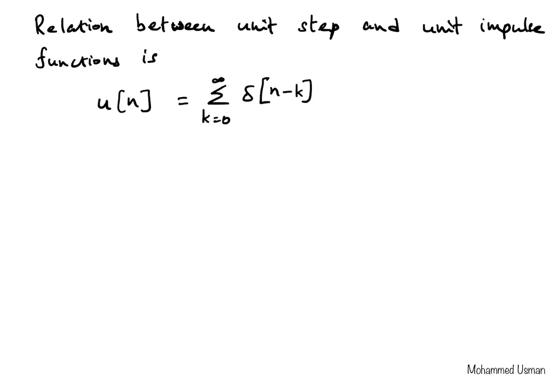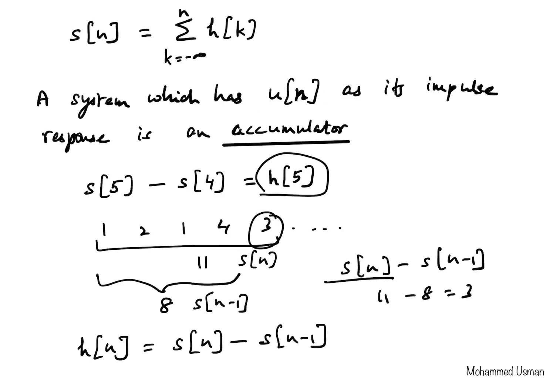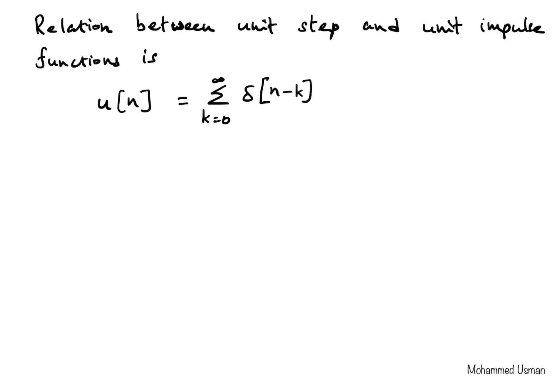Okay, and the step response and the impulse response have a similar relationship. So just as the unit step function is a summation of shifted unit impulse functions, the step response s of n is a summation of the impulse responses h of k up to that value of n. That relationship follows directly from the relationship between the unit step and the unit impulse function.